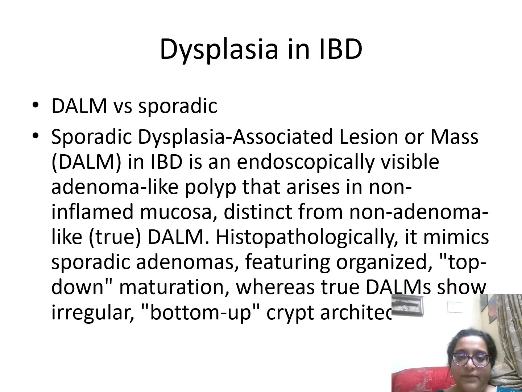So there are two types. There is sporadic dysplasia versus DAM. DAM is a sporadic dysplasia associated lesion or mass. DAM is in IBD, which is endoscopically, in an IBD there is an endoscopically visible adenoma or a polyp arising from a non-inflamed mucosa, and it is very characteristic from a true DAM.